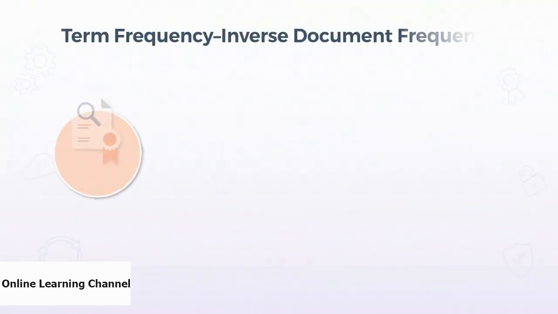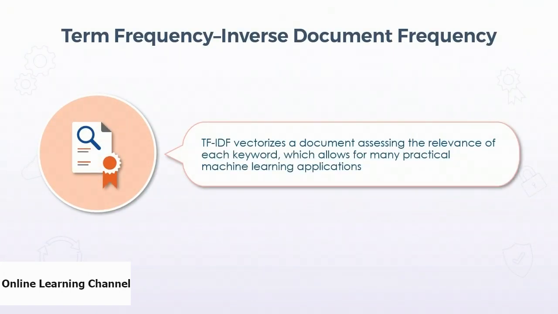The TF-IDF score essentially helps us vectorize a document and assess the relevance of each word in a document. This technique has application in machine learning for retrieving the information that is most relevant and for extracting the most relevant keywords in a document.